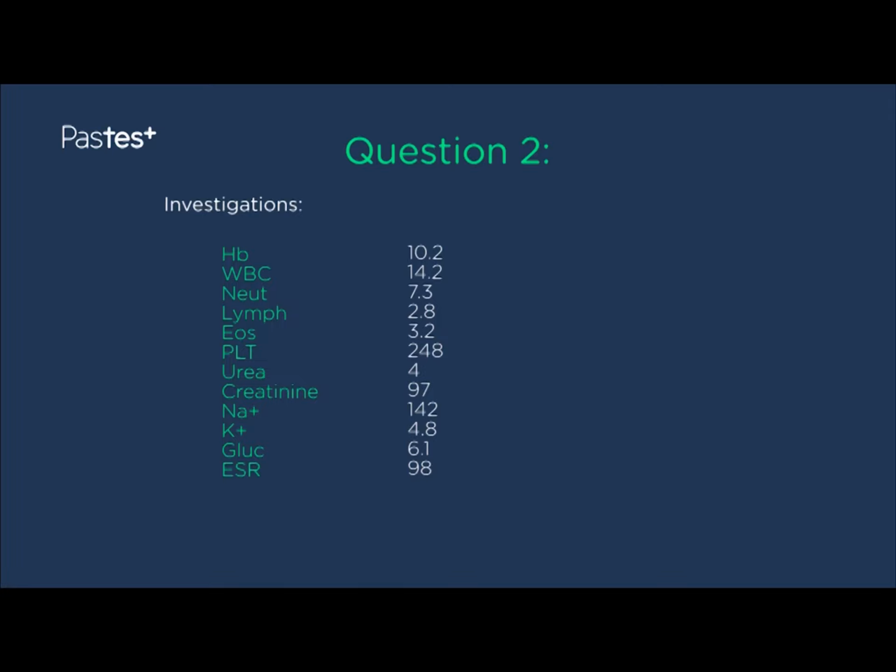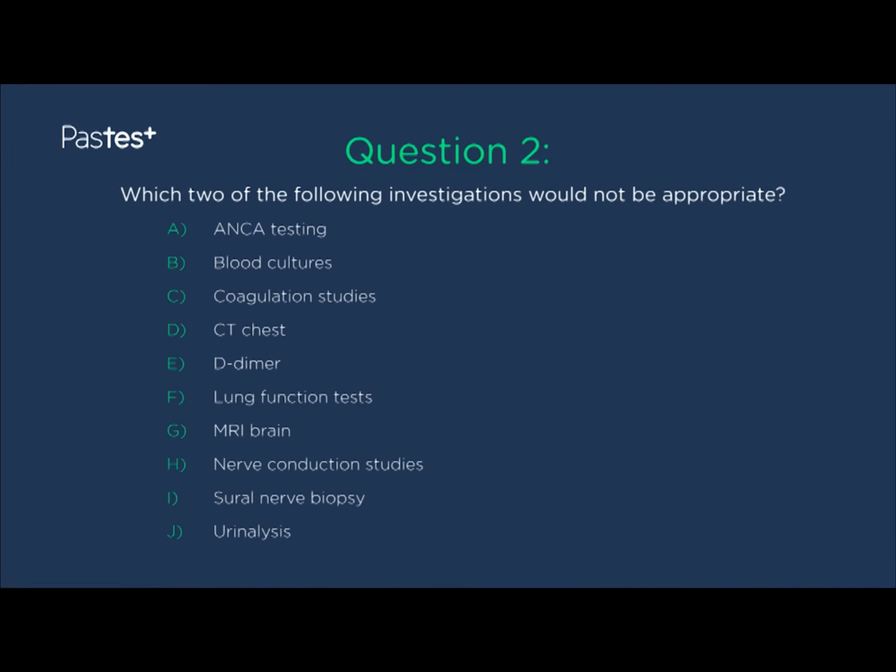Creatinine normal. ESR elevated, and you've got a chest x-ray there, which shows bilateral, really quite dense infiltrates in the middle and lower zones. That's a slightly worrying looking chest x-ray. And this should be starting to set alarm bells ringing now for what the diagnosis might be. We're thinking vasculitis maybe? Which two of the following investigations would not be appropriate?